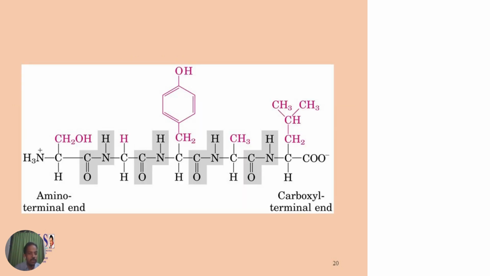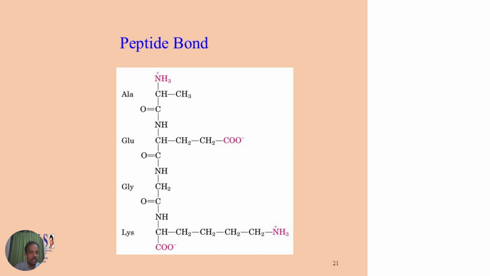So you can see over here, this is the carboxyl terminal end and this is the amino terminal end. So you have a free amino group and a free carboxyl group. This is the peptide bond formed between alanine, glutamic acid, glycine, and lysine.